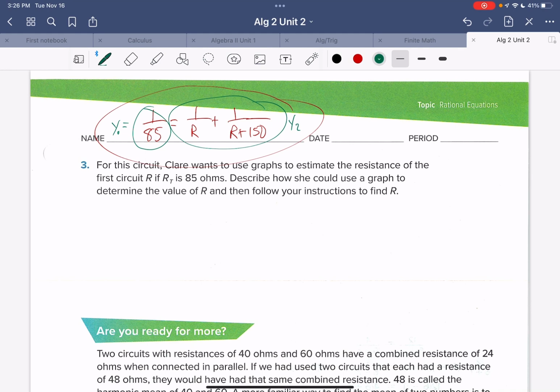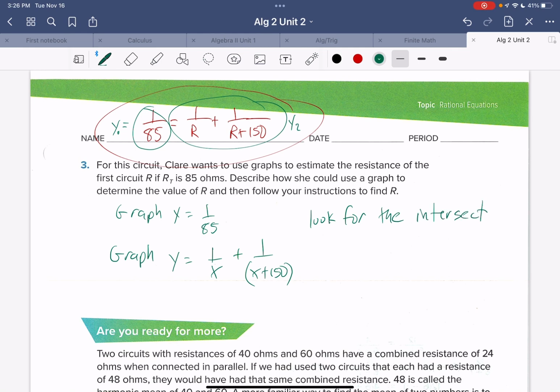So you graph y equals 1 over 85, and then you graph y equals 1 over x, plus 1 over x plus 150, because your graphing calculator has to do x. Put parentheses there. So you graph these two things, and then you look for the intersection. That's how you do it. And it intersects about x, which is R, 123, and that would be resistance ohms.